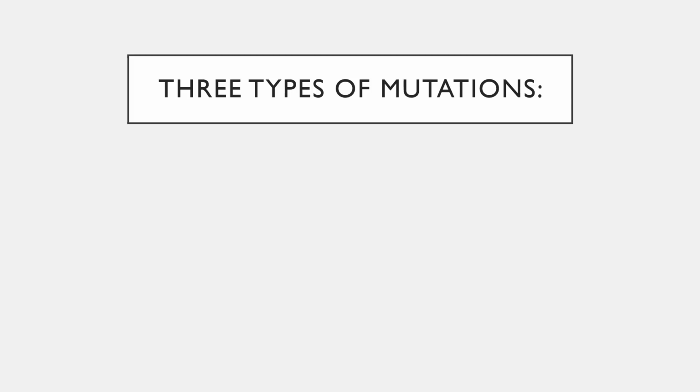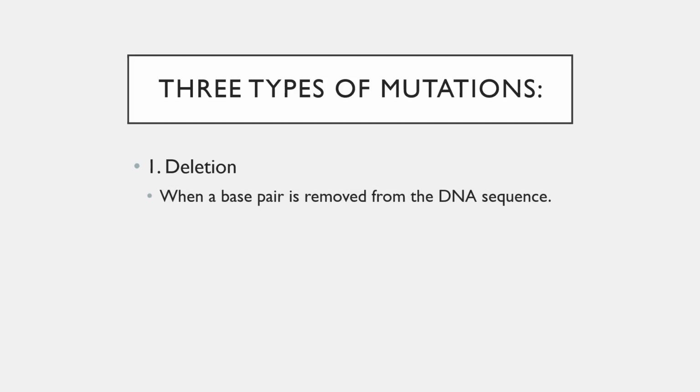So the first one we're going to talk about, number one on your sheet, is called deletion. And deletion is pretty much exactly what it sounds like. It is like if you hit the delete button on your computer. It is actually taking out a base pair. So a base pair is removed from the DNA sequence. And you can write the definitions if you want, but really I think it's just helpful to have the examples written down.